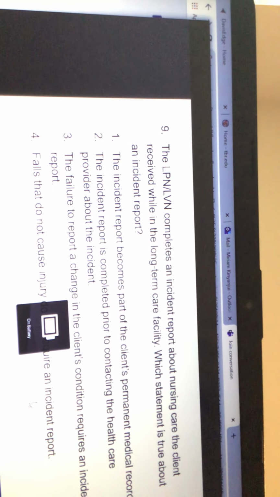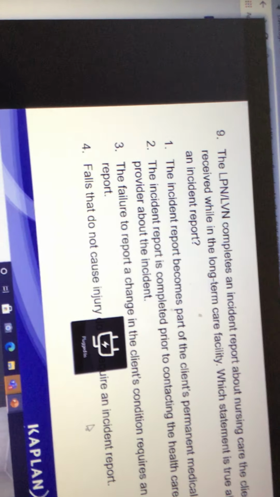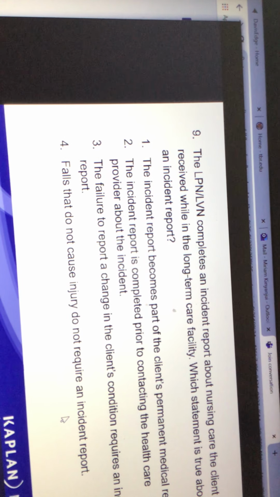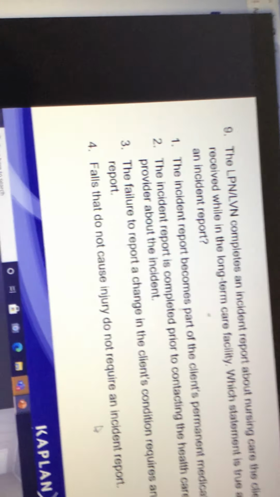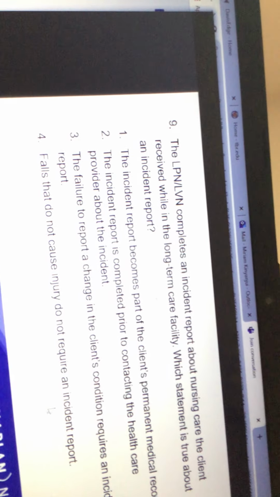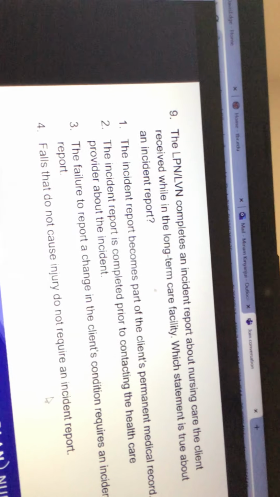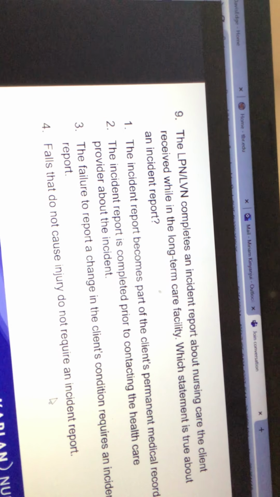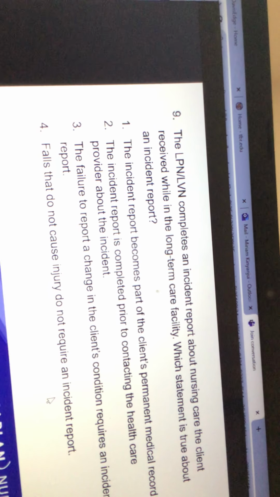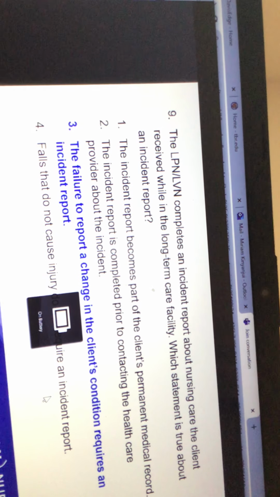All right, number 4. Falls that do not cause injury do not require an incident report. That's false. Get rid of it. Okay, now between 2 and 3, which one would you keep and which would you get rid of? You want a true statement about an incident report. Is it 3? Very good. It is 3.